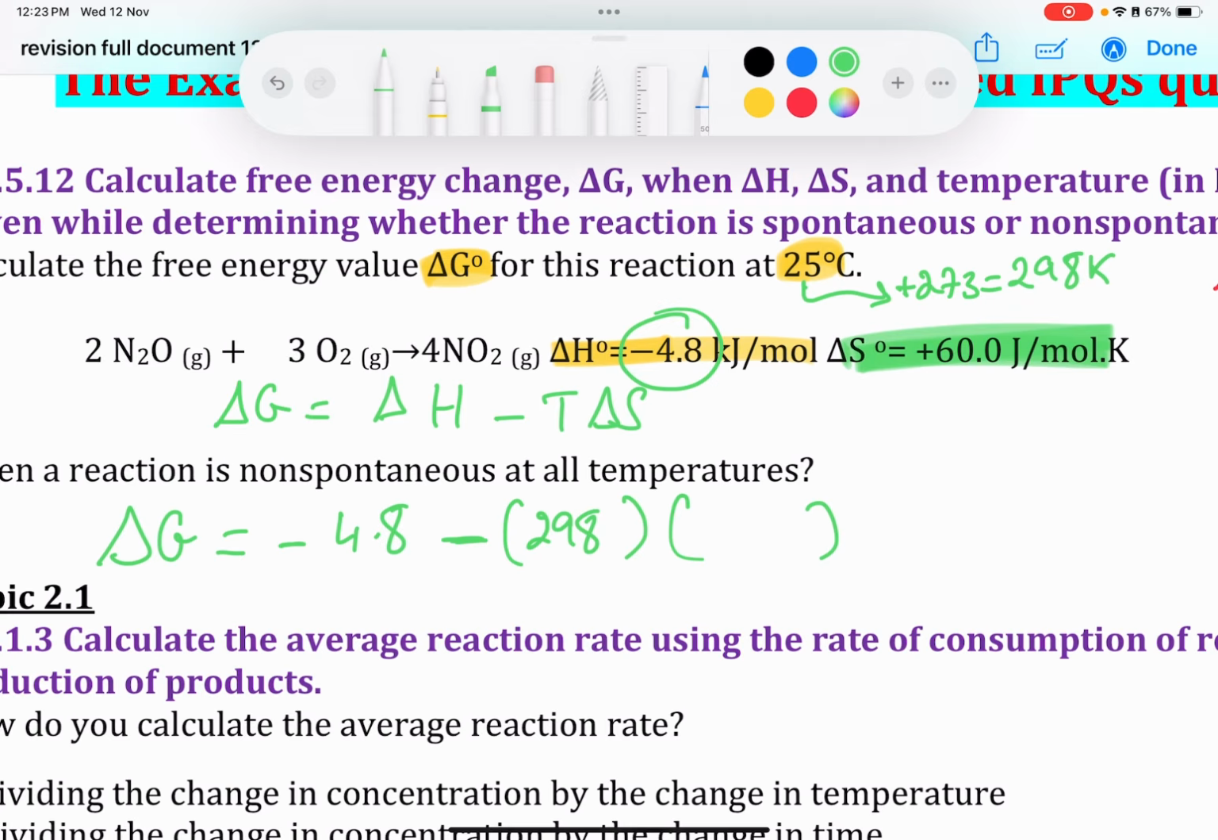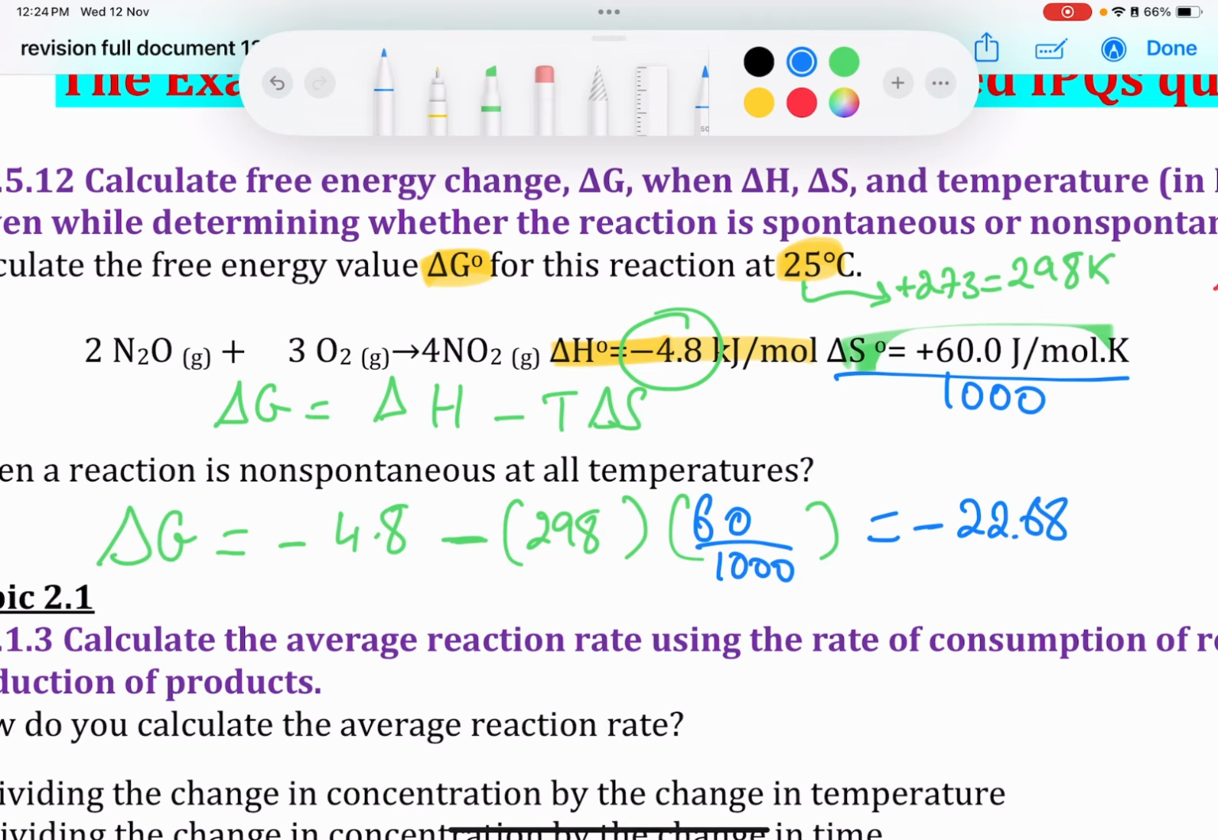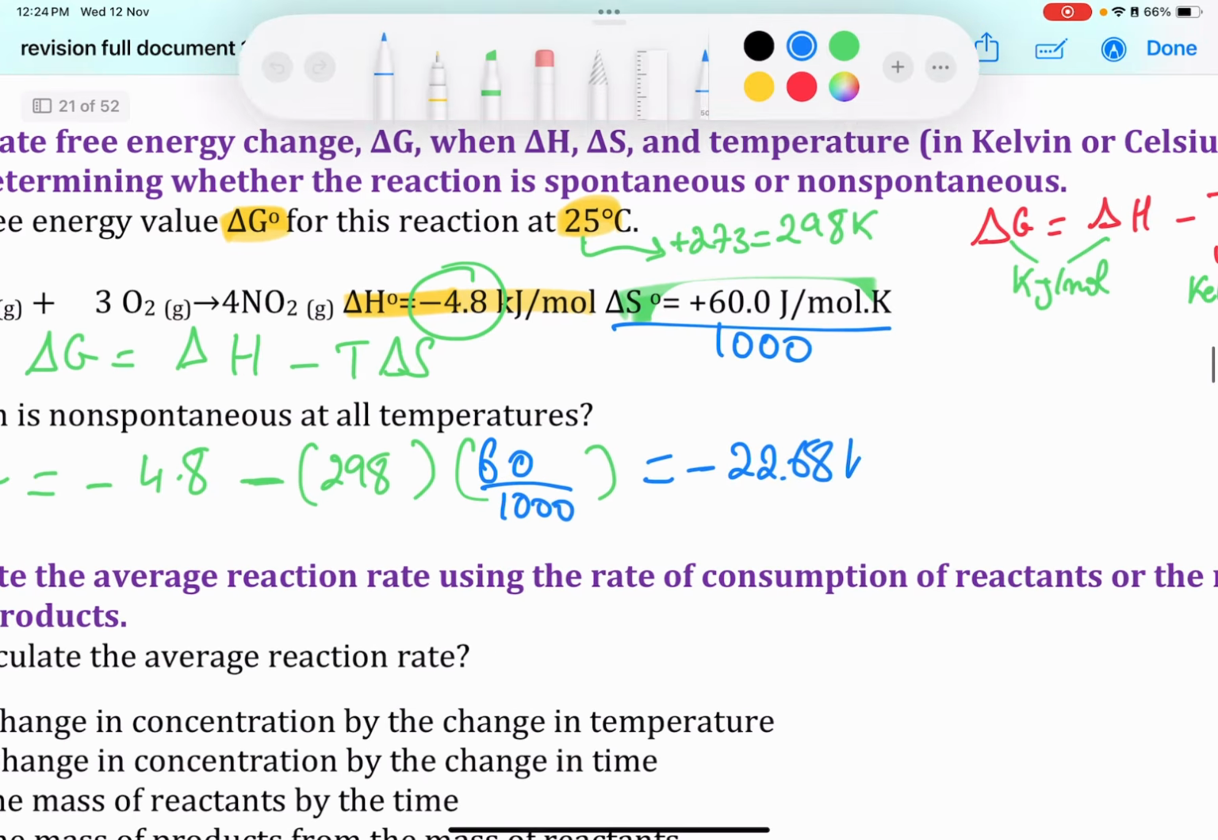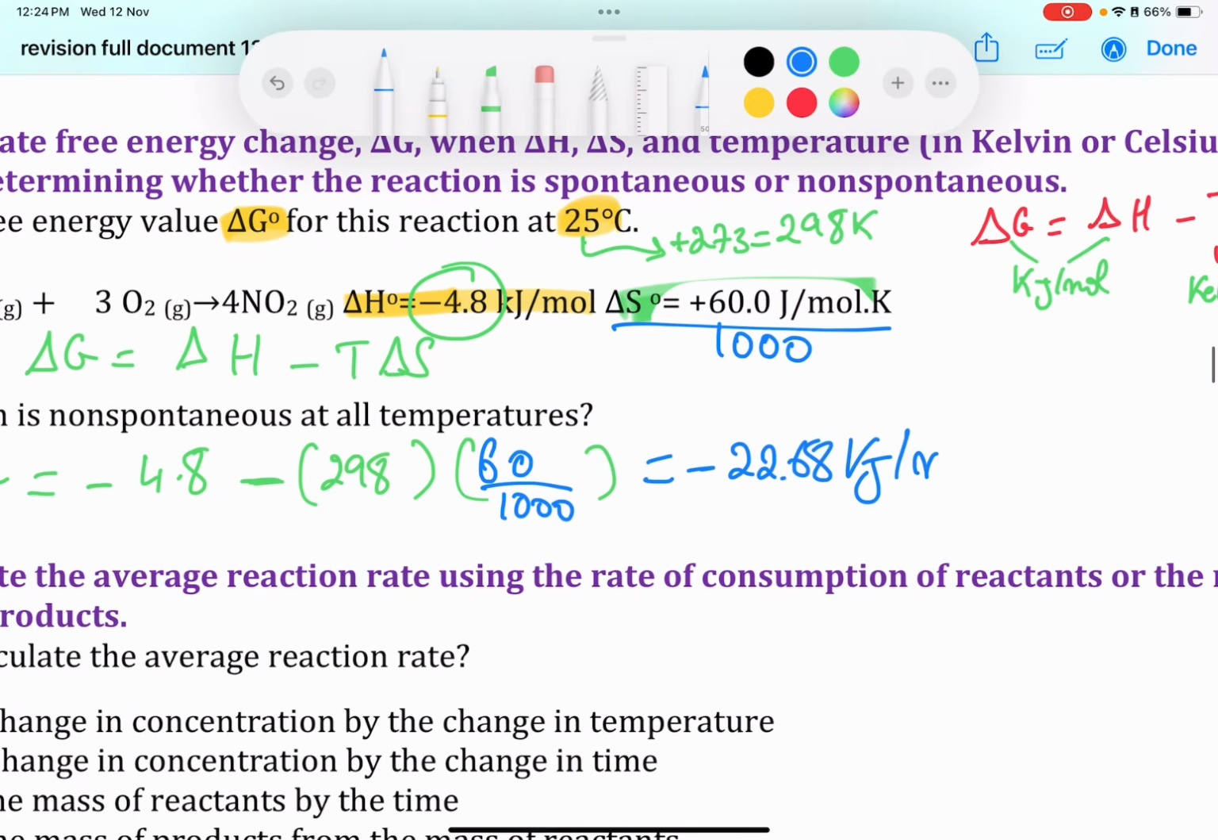298 Kelvin. Now the delta S must be divided by 1,000. You cannot use it as is, because it's not yet converted to kilojoule. This has to go to kilojoule, so over 1,000. So 60 over 1,000. By doing this, I got an answer of negative 22.68 kilojoule per mole.